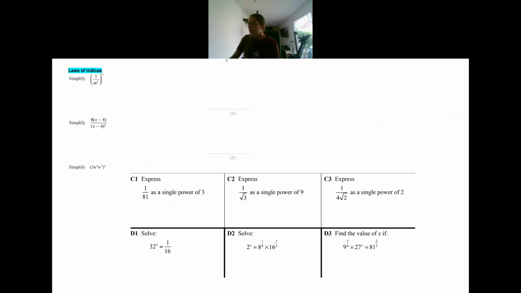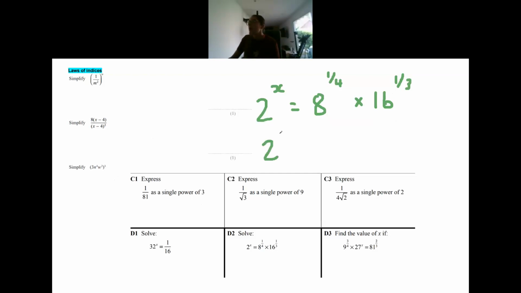So then looking at D2, so 2 to the power of x equals 8 to the power of 1 over 4 times 16 to the power of a third. Because this is a calculator paper, you can't actually solve this with a calculator, which is why I think one of these style questions will come up in terms of indices.